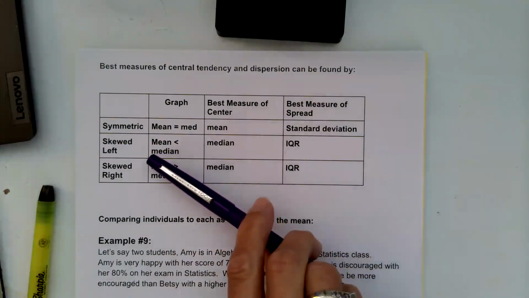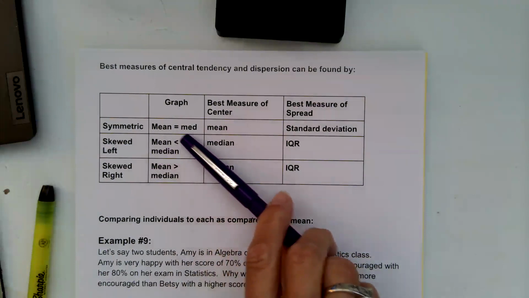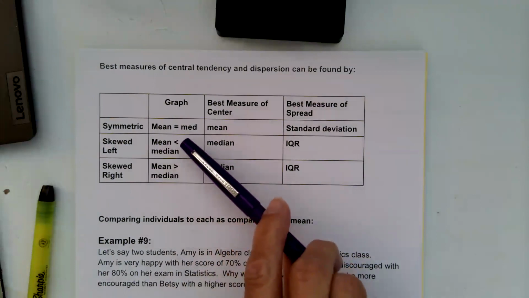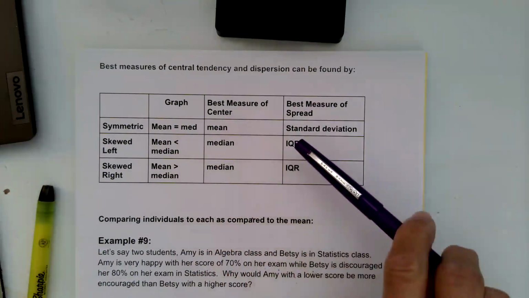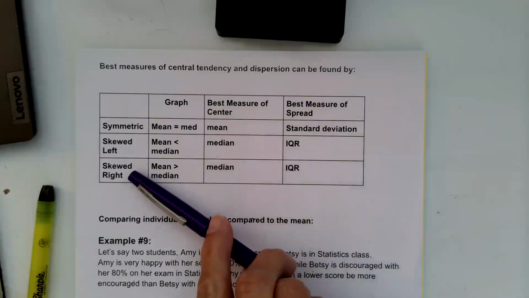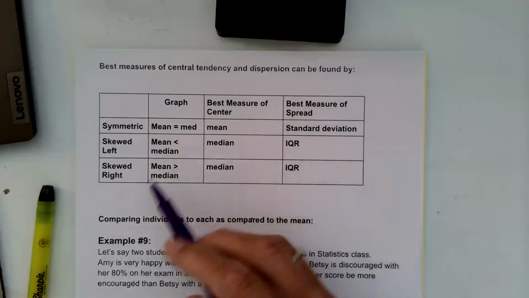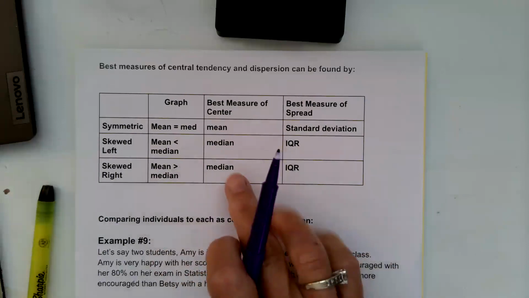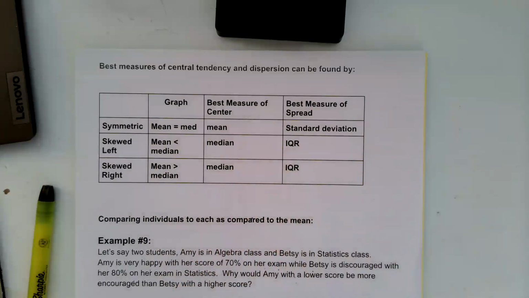However, if our data is skewed left on the graph, or numerically the mean is less than the median, we're going to choose the median as the best measure of center and the IQR is the best measure of spread. And likewise, if it's skewed right, where the mean is greater than the median, notice that it's skewed right because it's pointed to the right, then again, we would use the median as the best measure of center and the IQR is the best measure of spread.